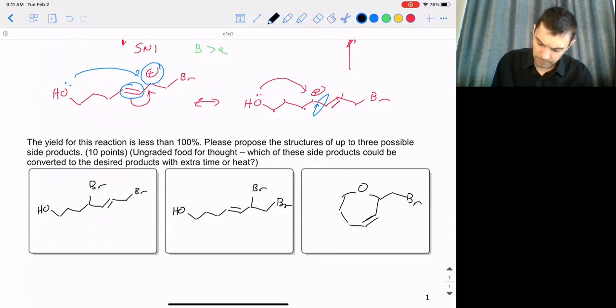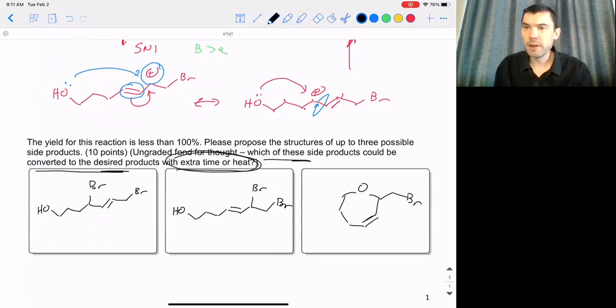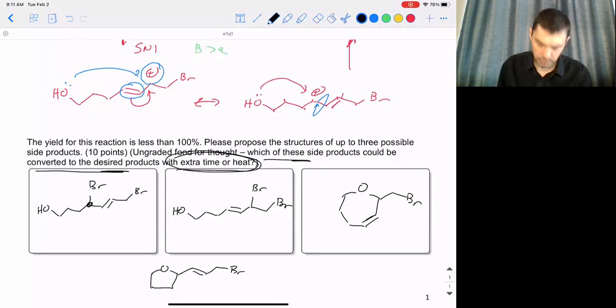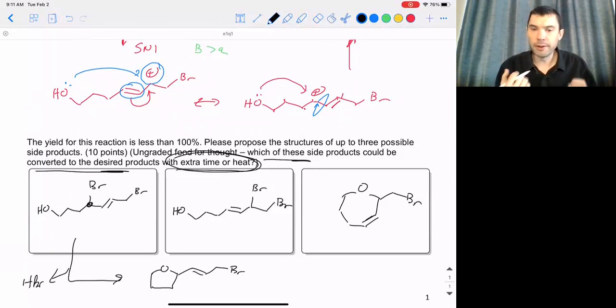Now, taking it an even step further, which of these products could be converted to the desired product with extra time or heat? Ooh, that's a tough one. Let me see, which of these could go to, let's just draw out that desired product once more. So if that's what we're supposed to get, this molecule looks like it could undergo an SN1 reaction to generate this, right? We could give off HBr, form that allylic carbocation, and then that allylic carbocation could be captured.